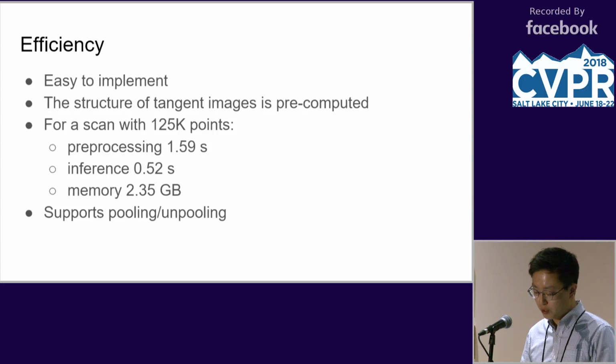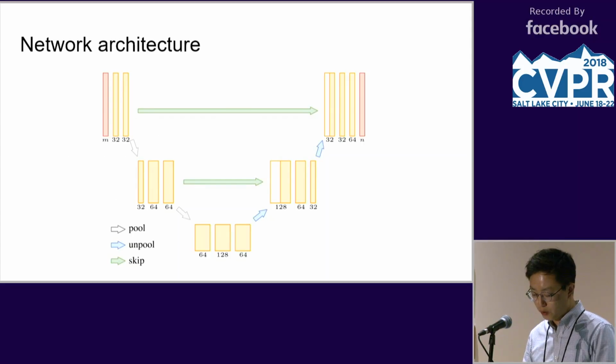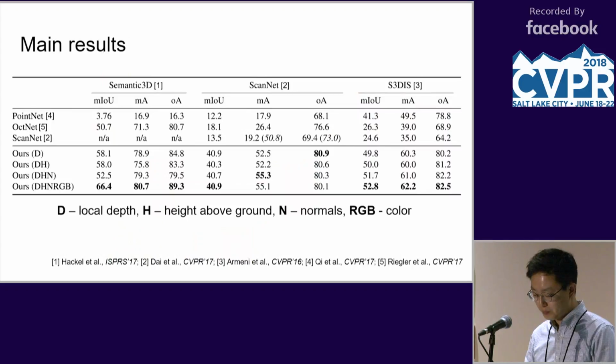Same as a conventional convolution network, our framework supports pooling and unpooling to increase the receptive field size. In our work, we use a UNet-like network architecture with two downsampling and upsampling operations and skip connections. The same architecture was used throughout all experiments.